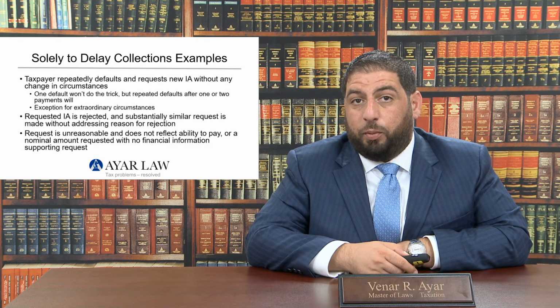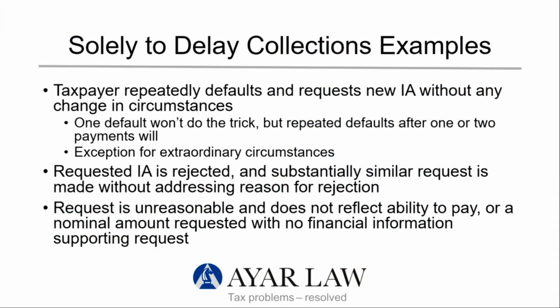So some examples of scenarios that can be determined as solely to delay collections is if the taxpayer repeatedly defaults and requests a new installment agreement without any change in circumstances. Just defaulting once is not a big deal. Everybody misses, everybody deserves a second chance. If you set up a payment plan and you miss a couple payments, they default you and you call back and you want to get back on the payment plan, they won't say that's solely to delay collections.